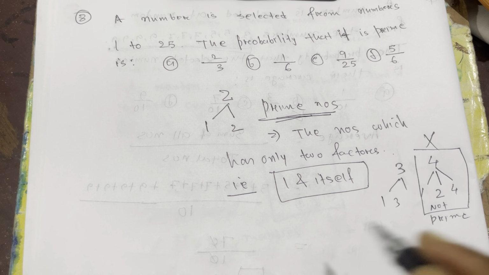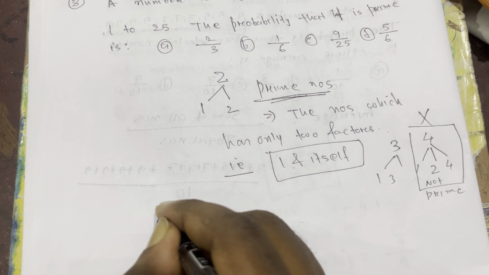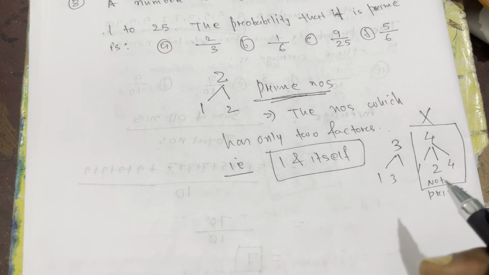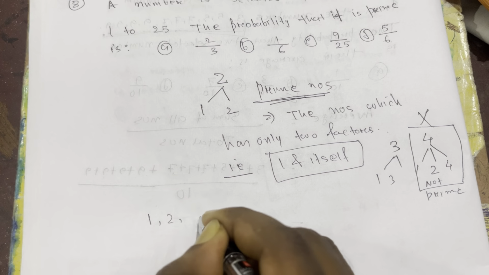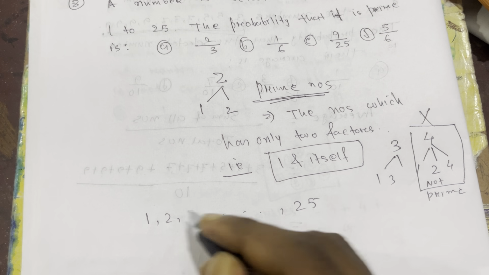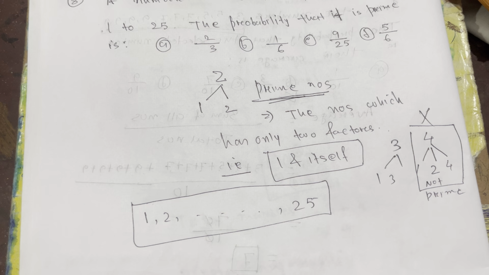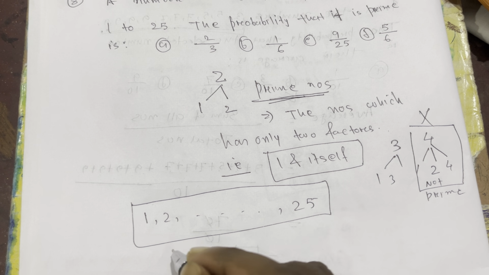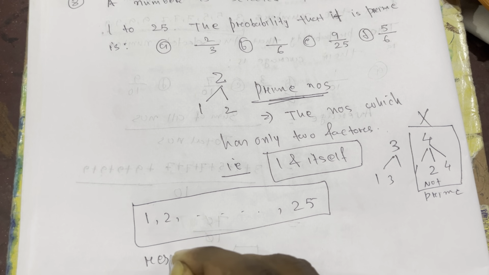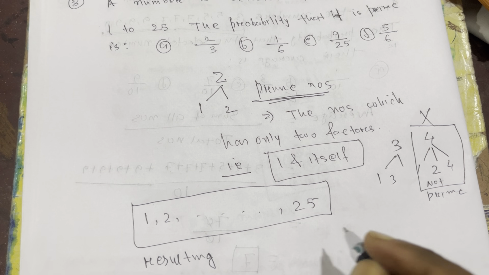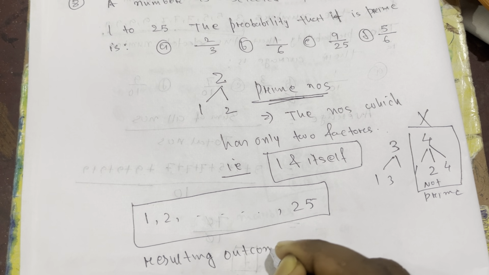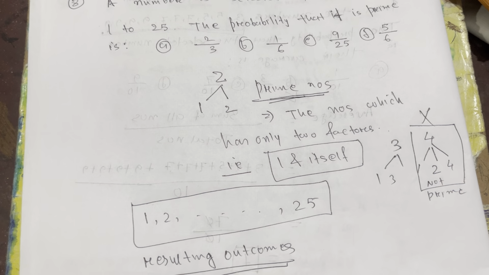Clear? So we have 25 numbers. Out of 25 we'll find the prime numbers. We have 25 numbers, so this is our total outcomes. The number of total outcomes is 25. Now we need the resulting outcomes. Because we need to find the probability of a number which is prime, out of 25 numbers, how many numbers are prime?